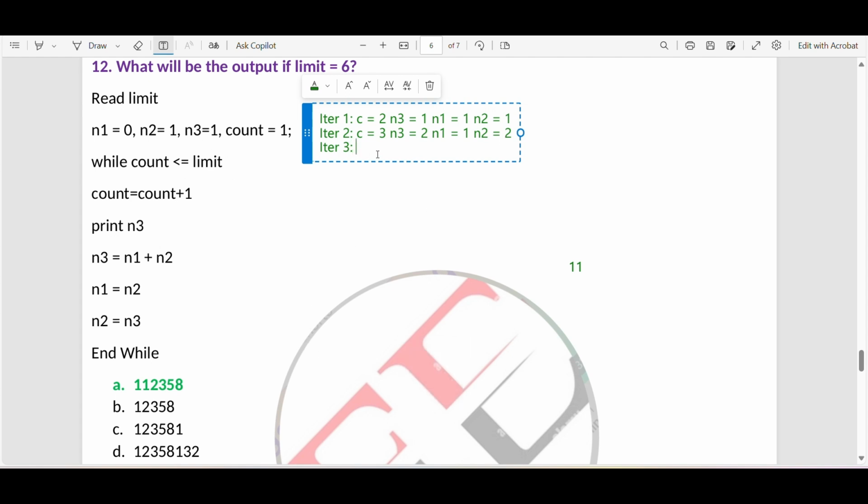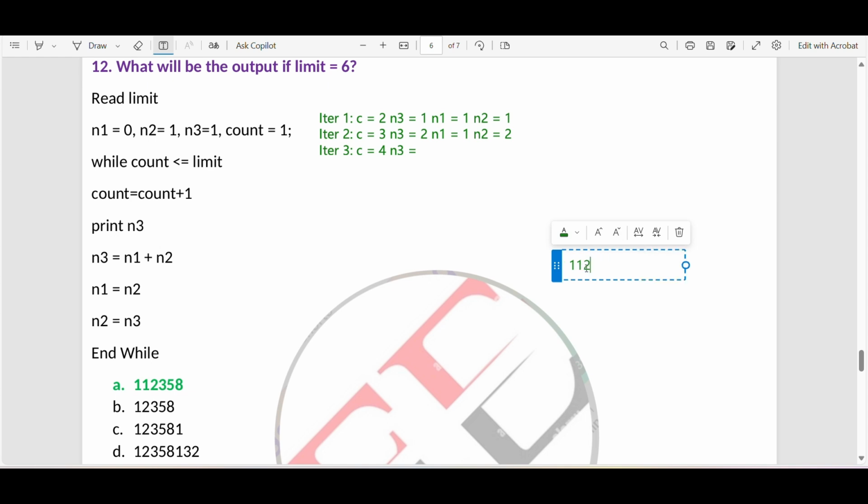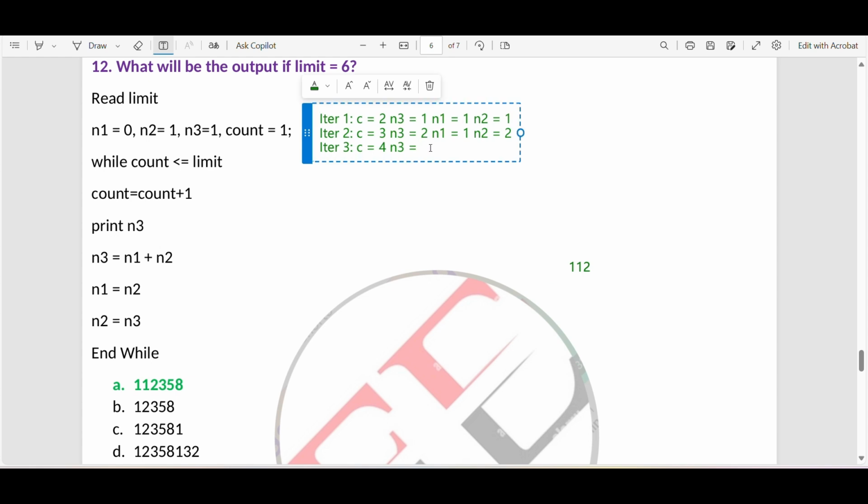When you go to iteration 3, count is 3. 3 is absolutely less than or equals to 6. Then count is again incremented to 4. And next we are going to print n3. What is n3? It is 2. So here we are going to print 2. Right? So again going here and updating n3. What is n3? N1 plus n2. What are n1 plus n2? 1 and 2. While adding 1 and 2, we will be getting 3.